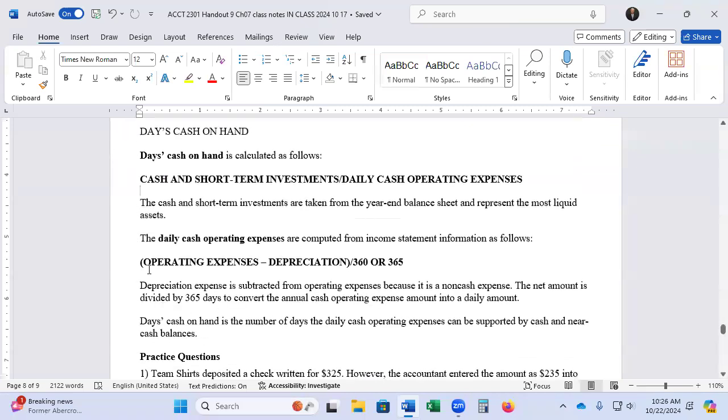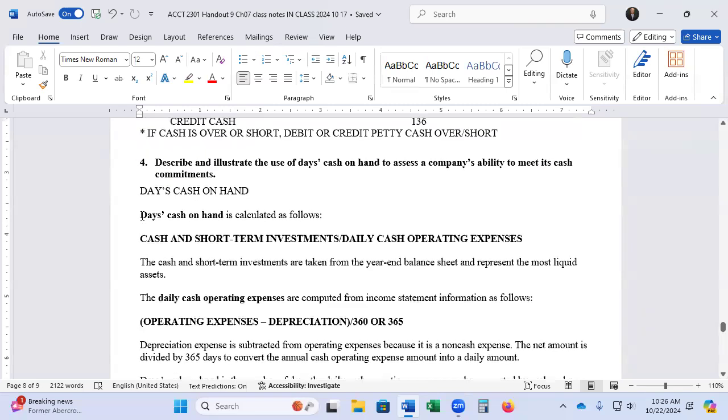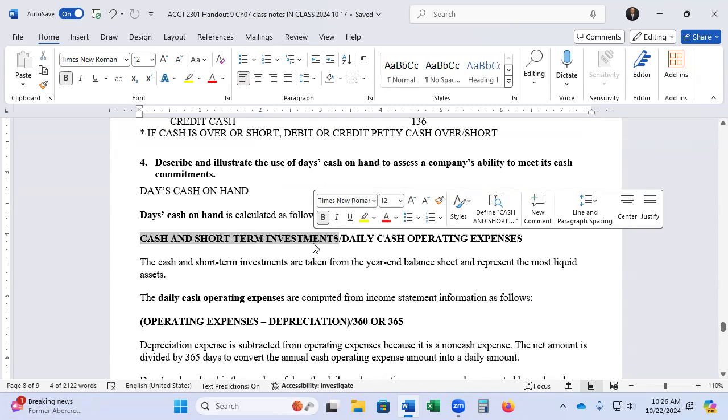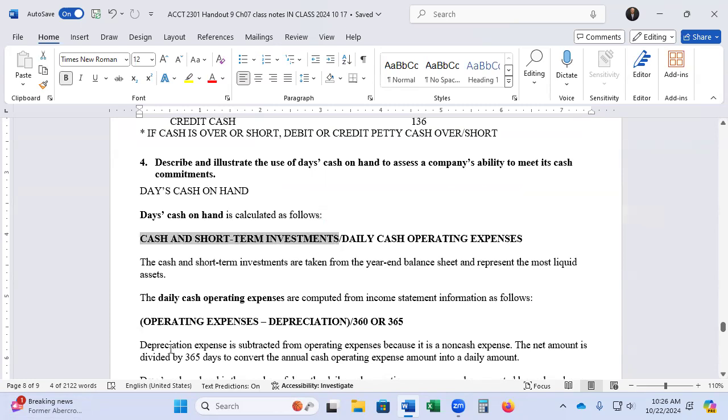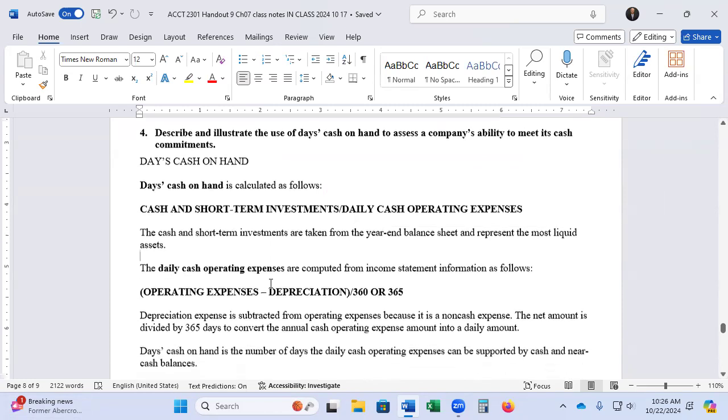Okay, got a few things for you here. So we're talking about analyzing days cash on hand and how you calculate that. And it's cash and short-term investments divided by the daily cash operating expenses. The cash and short-term investments are taken either from the period end or year-end balance sheet. And the daily cash operating expenses are operating expenses minus depreciation. Why do we take out depreciation?